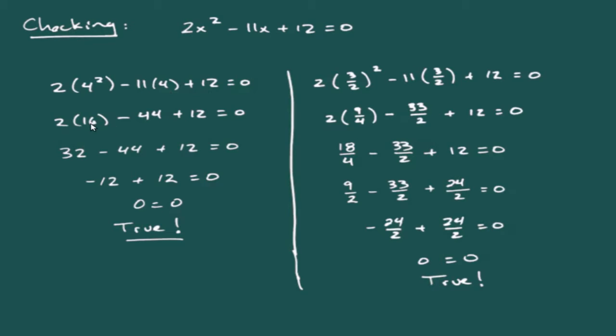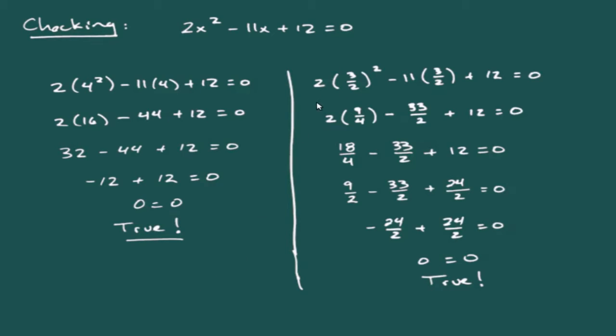4 squared gives us 16. 11 times 4 is 44. 2 times 16 gives us 32. So we have 32 minus 44 plus 12. 32 minus 44 is negative 12. Negative 12 plus 12 gives us 0. And sure enough, we have 0 is equal to 0, a true statement, and we have a solution.